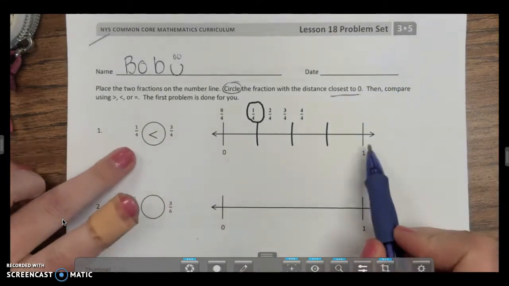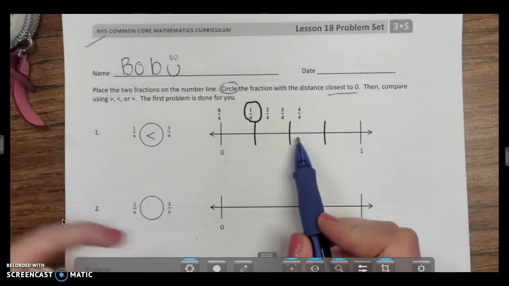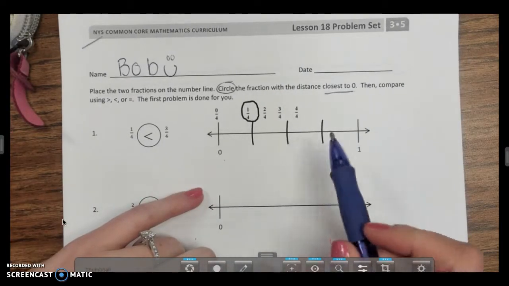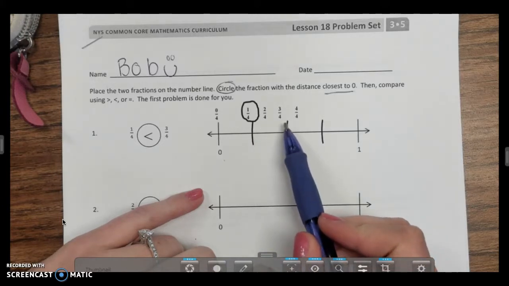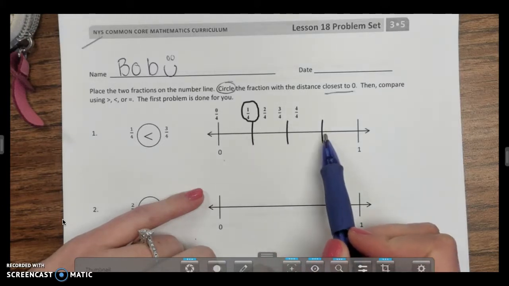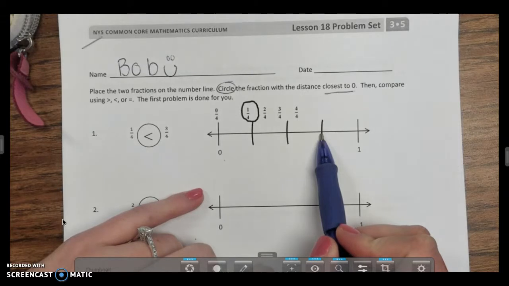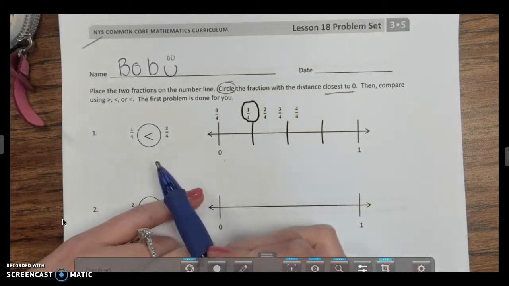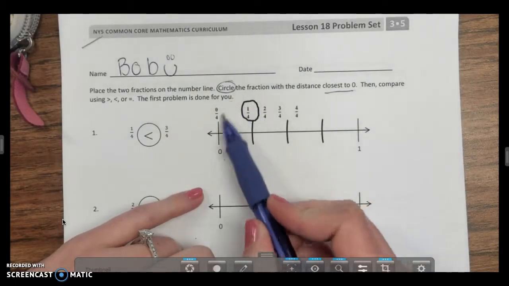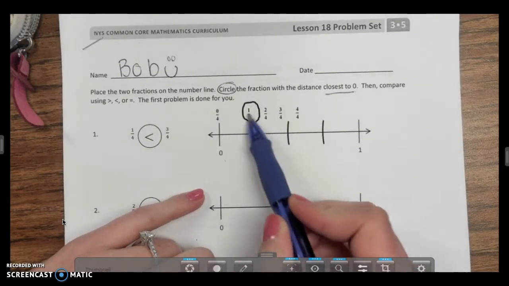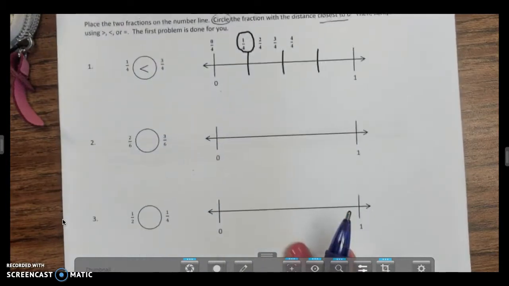So they have it 0 to 1, and they split their number line into 4 parts. And then they plotted 1/4, which is here, and then they plotted 3/4, which is here. That means that 1/4 is less than 3/4. And 1/4 is the distance that's closest to 0, so that's why they circled it. So we'll do number 2.